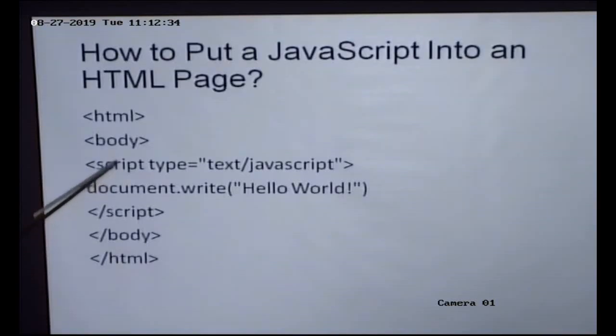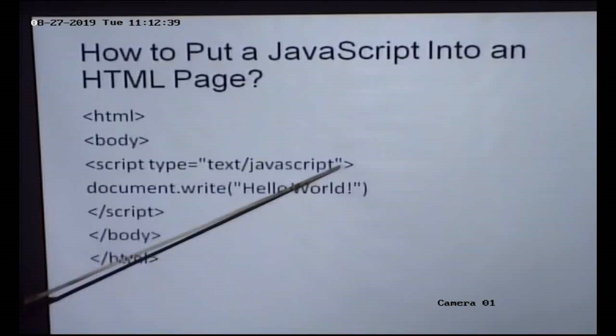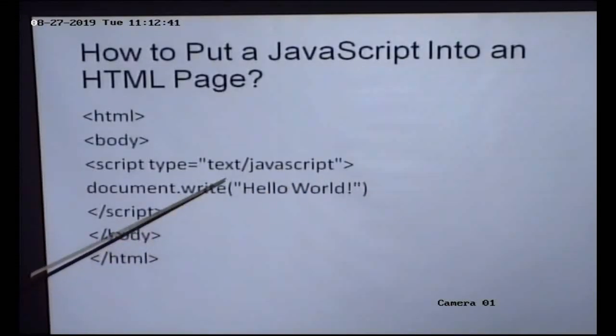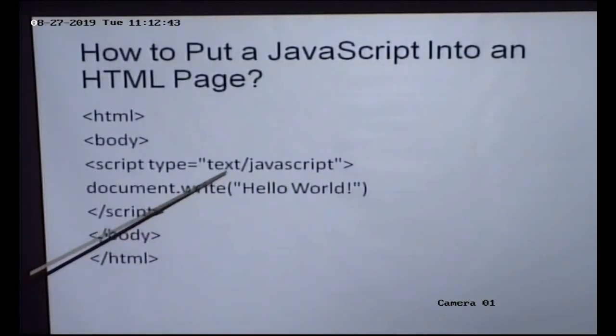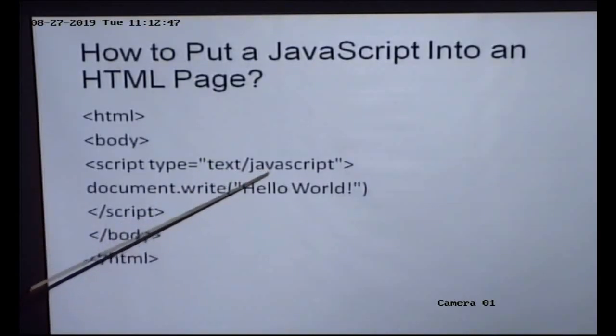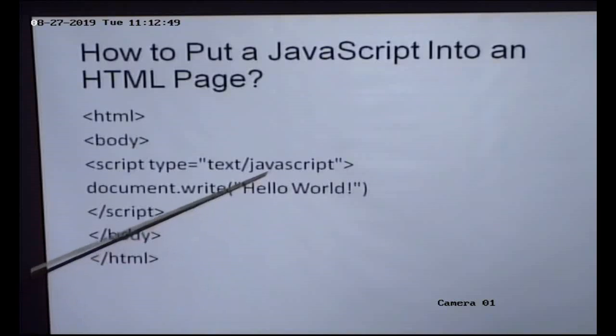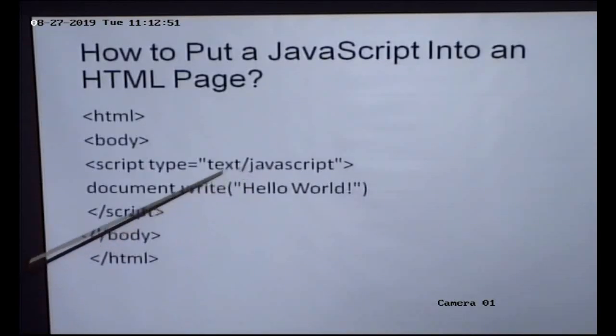Next is the script type. Here, within double quotes, you have to specify what the script type is. My script type is text as well as JavaScript, so I am putting text/javascript. It's a standard type. Next is the script coding.